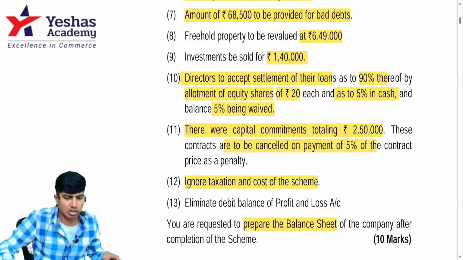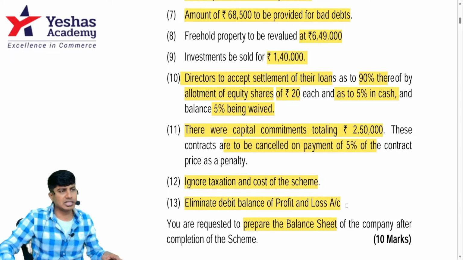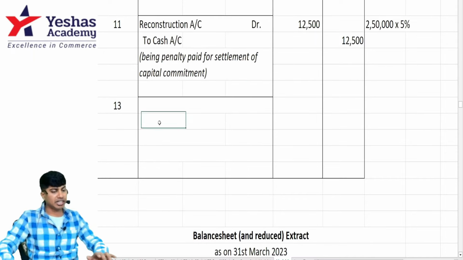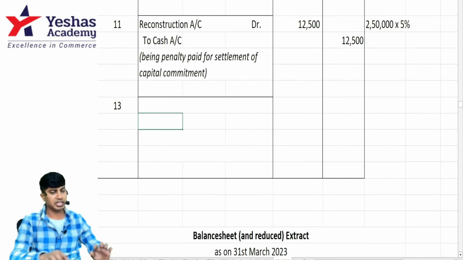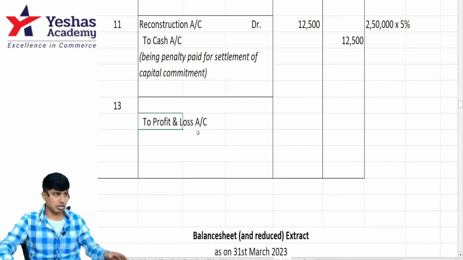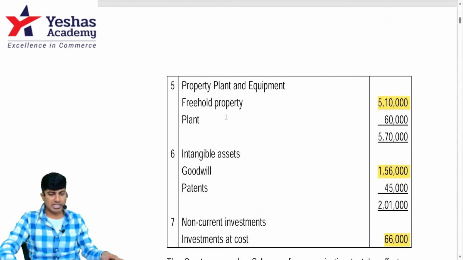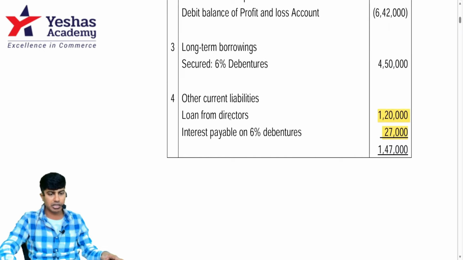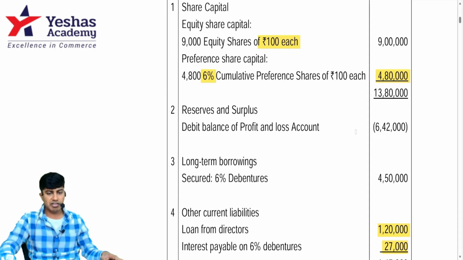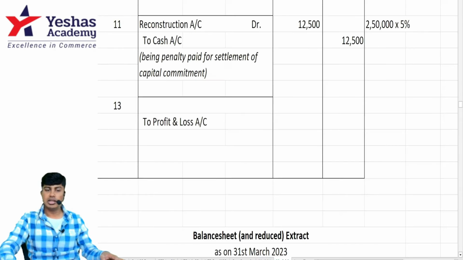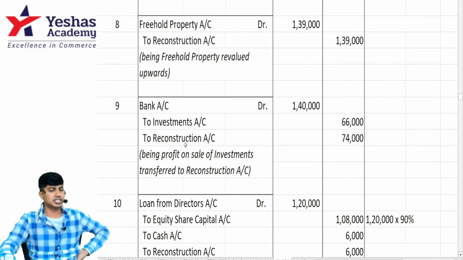Ignore taxation and cost of scheme. We will always ignore the same. Eliminate debit balance in P&L. To the extent available, we will eliminate. If capital reduction is insufficient, we cannot eliminate. How much is debit balance in P&L? 6 lakh 42. Keep that in mind. Let's take how much is available in reconstruction. Shall we check how much is available in reconstruction?